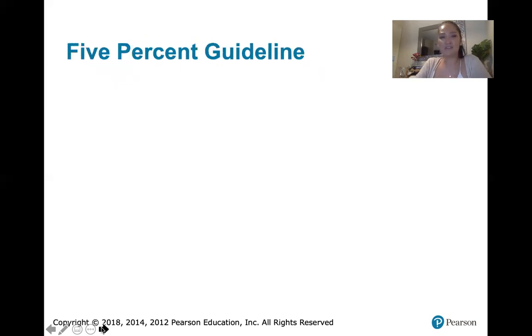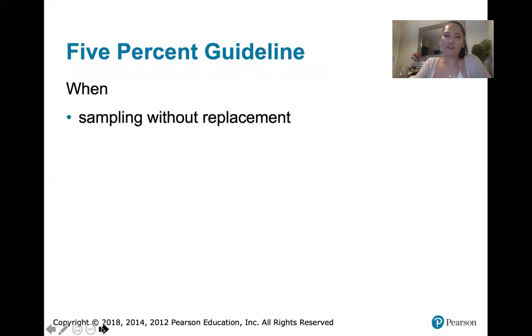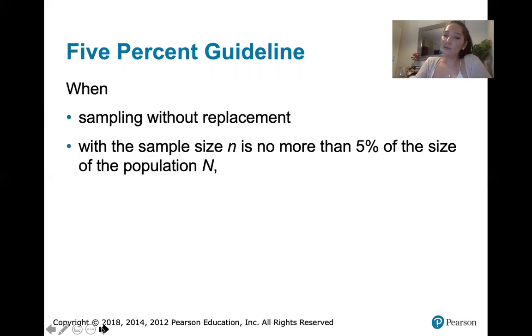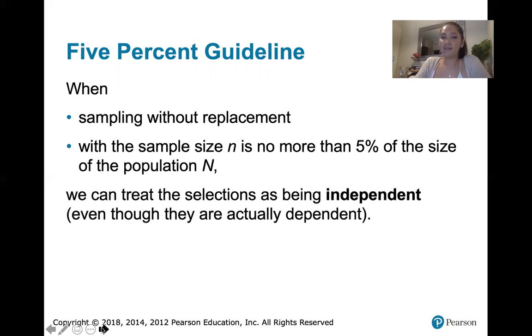And then lastly, we've got the 5% guideline. And this says when a couple of things are true, we can do the following. If we're sampling without replacement, so we're not putting things back into our sample, we're just taking things out and taking things out. When we're doing that, and when the sample size n is no more than, that is the same as less than or equal to, 5% of the size of the population, capital N, then we can treat the selections as being independent, even though they're actually dependent.